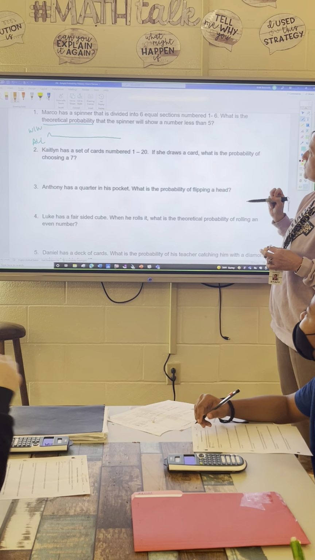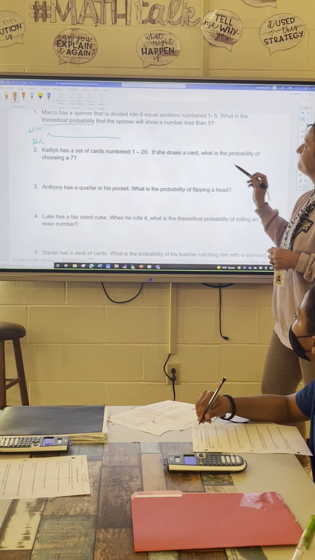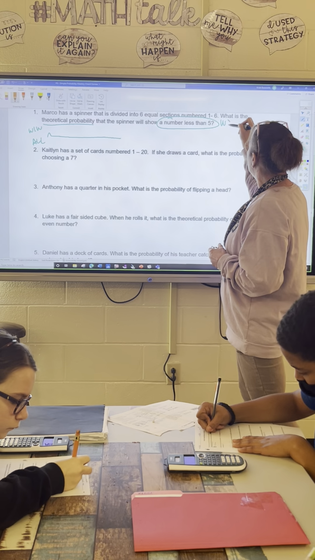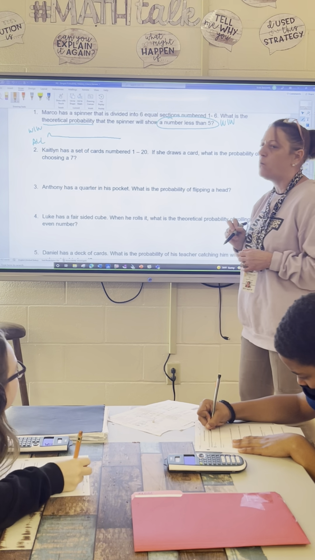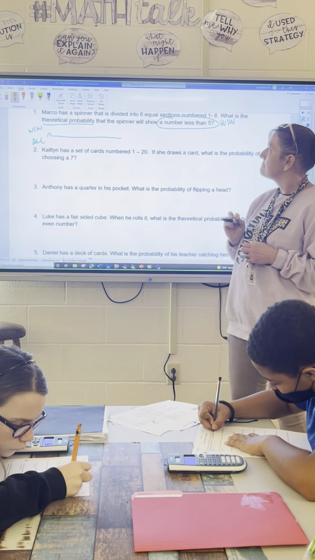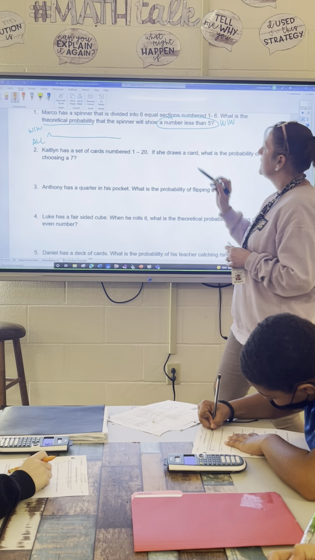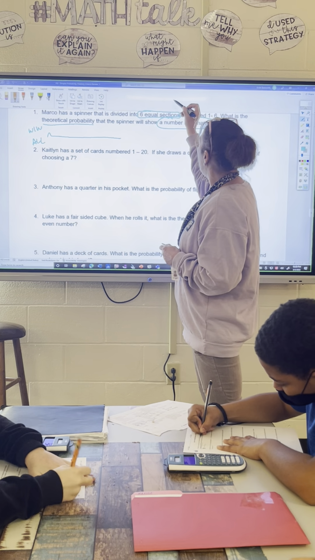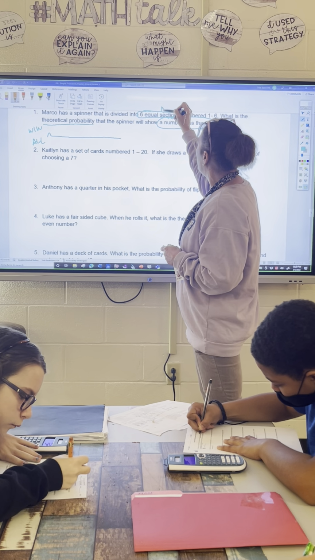What do I want? A number less than 5. I want you to circle that and put WIW out beside it. That's what I want. Divide it into 6 equal sections. Put a square around that. That is your all I have.